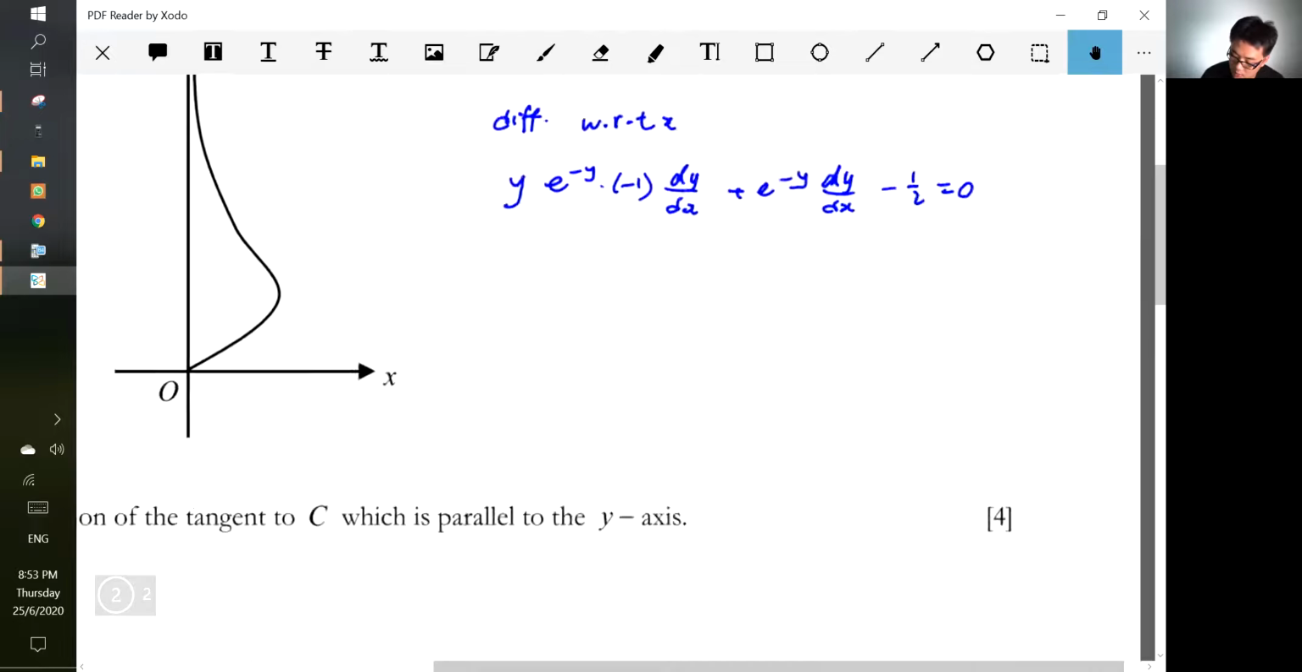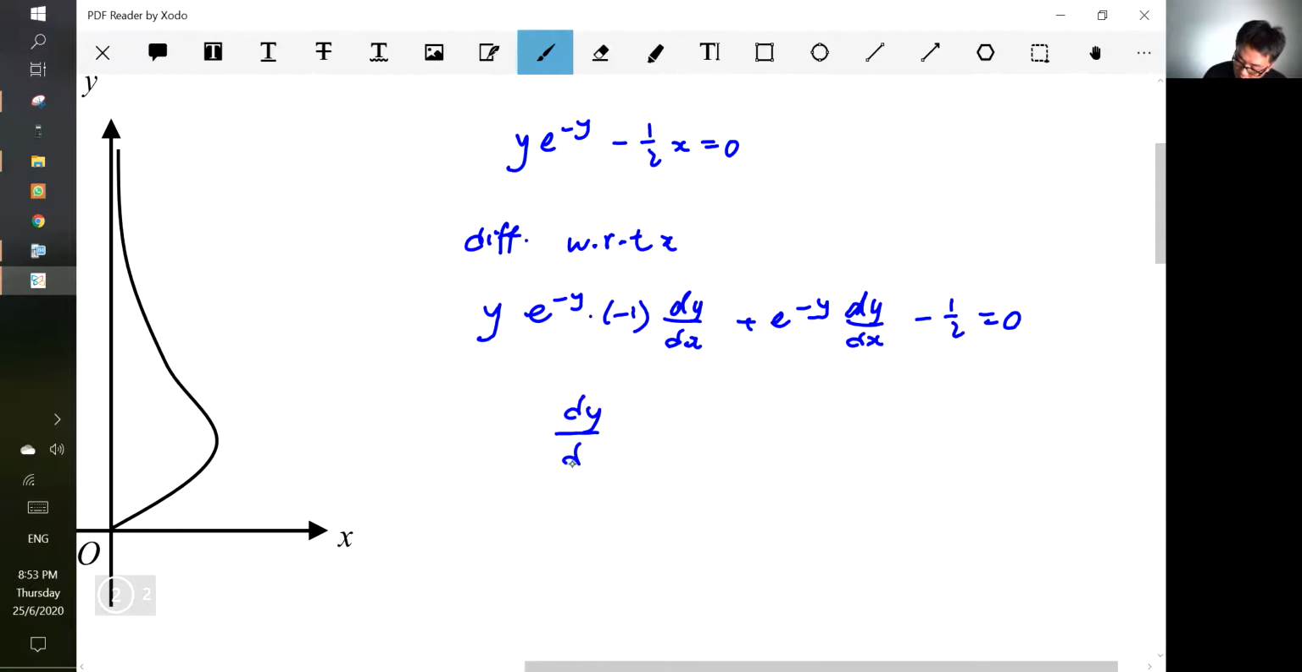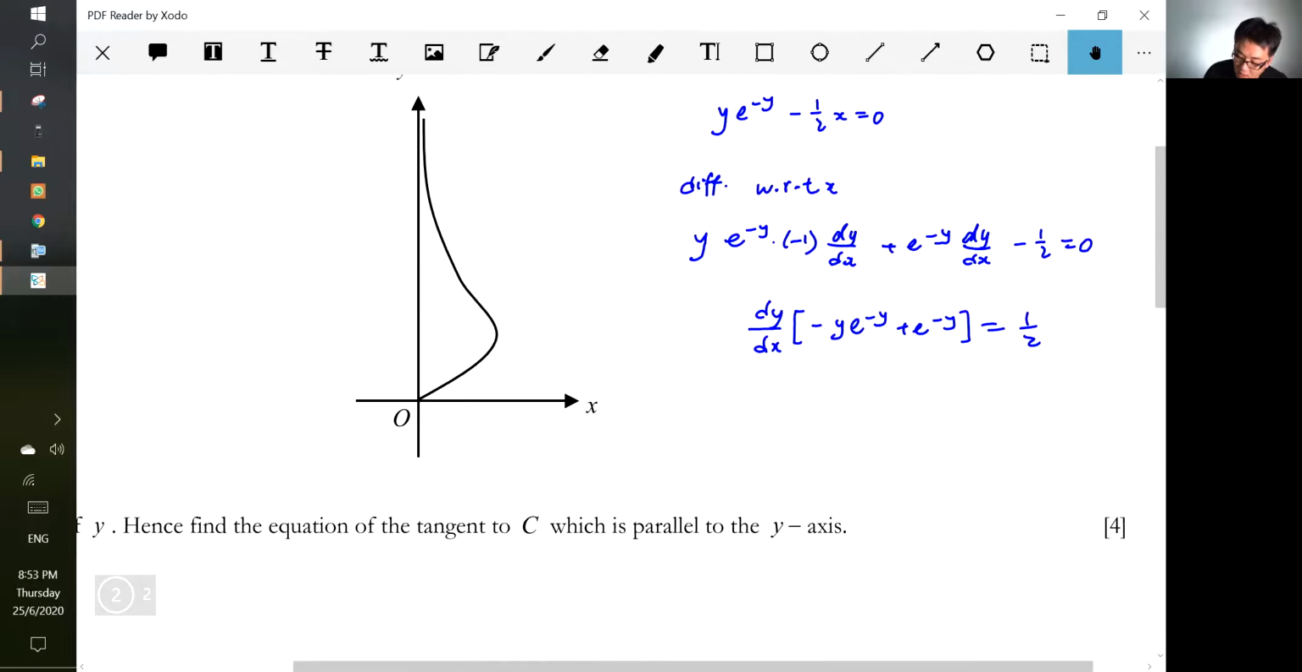Okay, so you find dy/dx first. No question asked. So dy/dx would be (1/2) over (-y e^(-y) + e^(-y)). Okay, maybe I shouldn't put it like that. Now the next part is the tangent parallel to the y-axis.